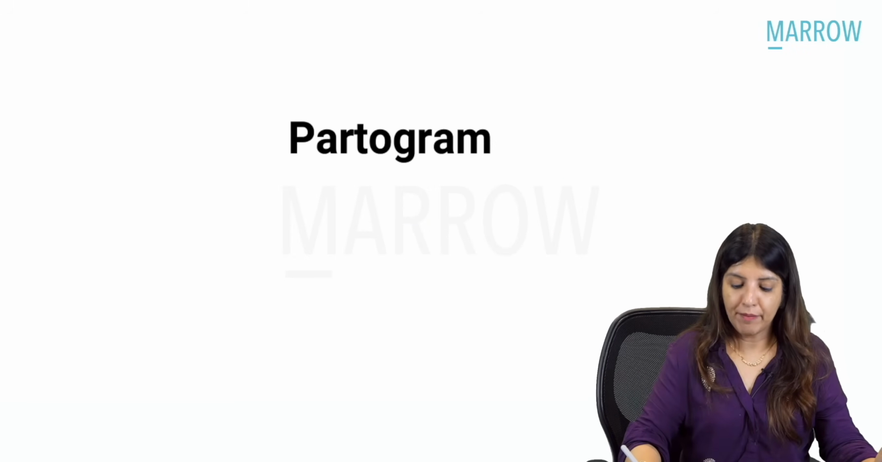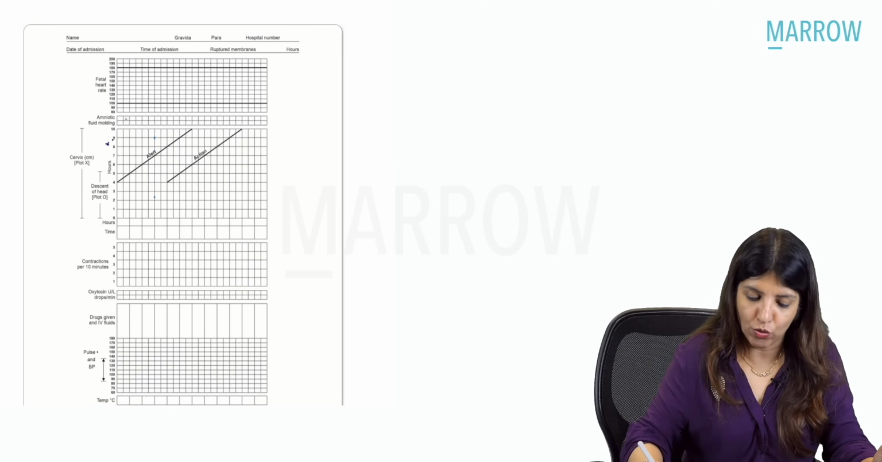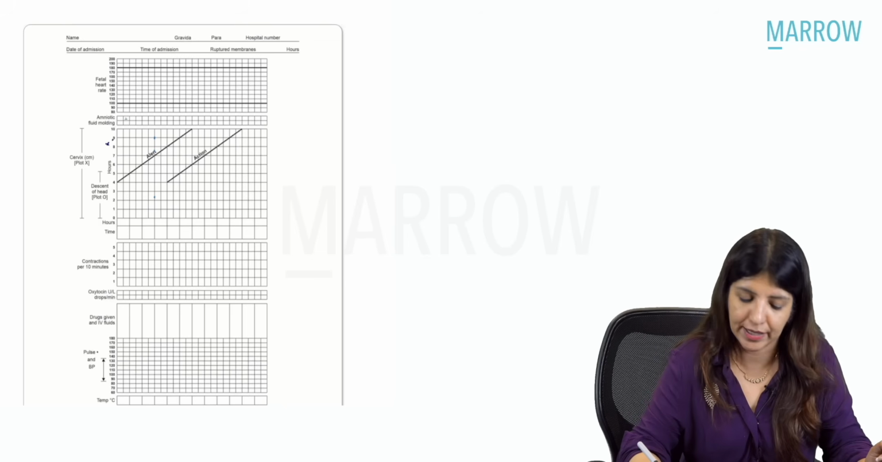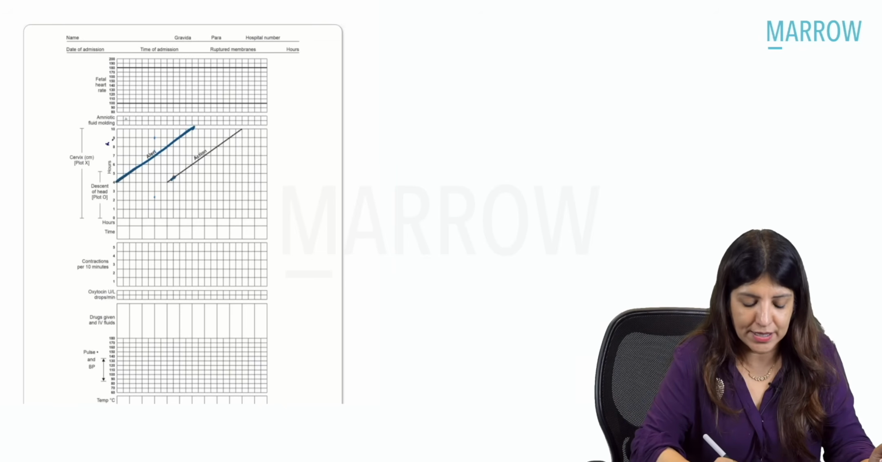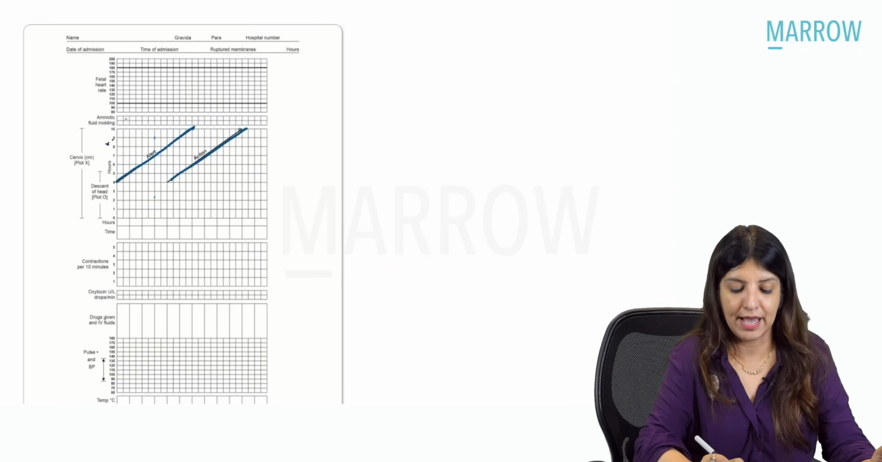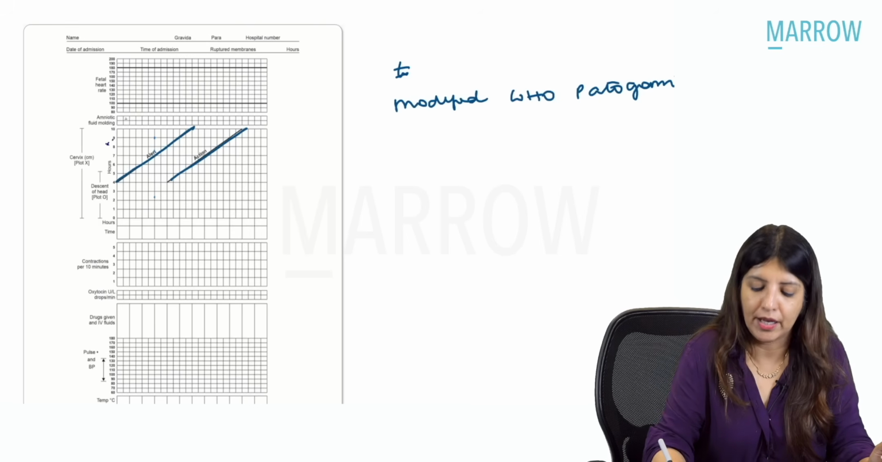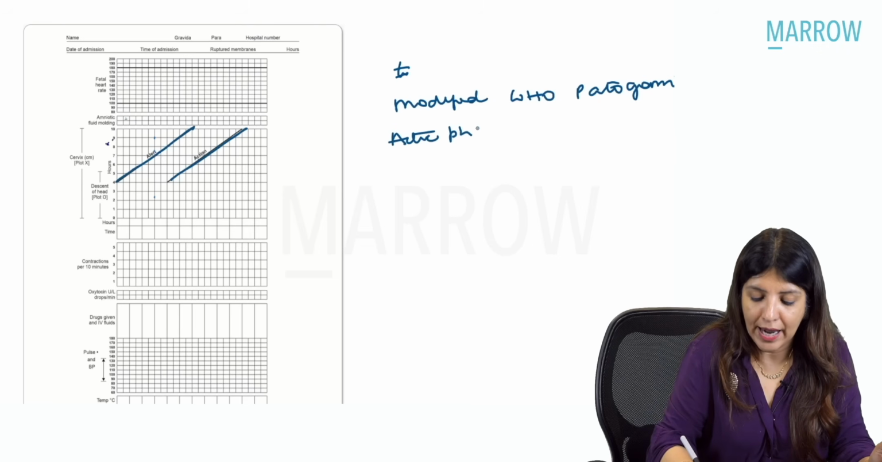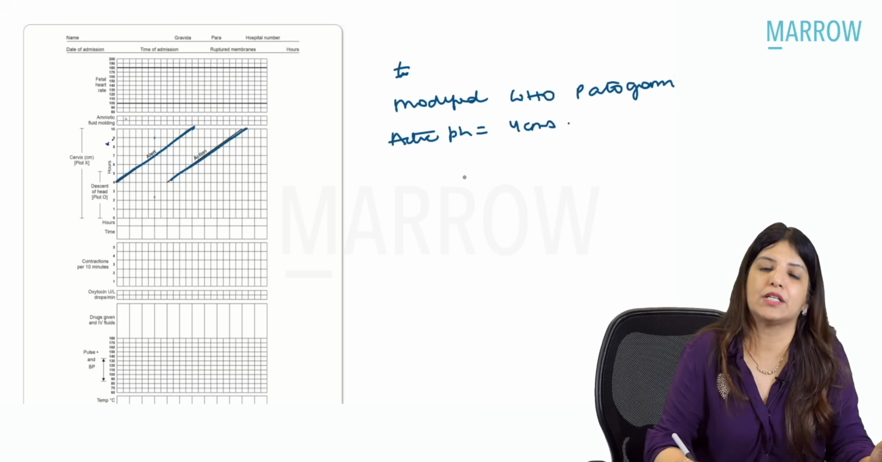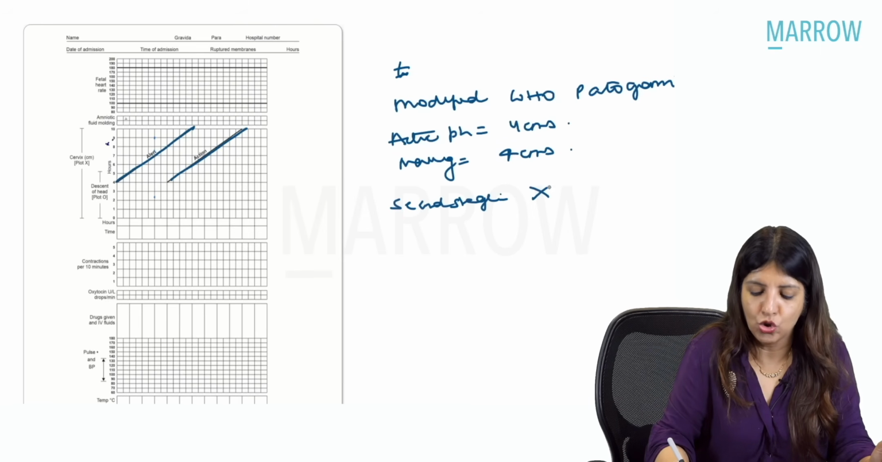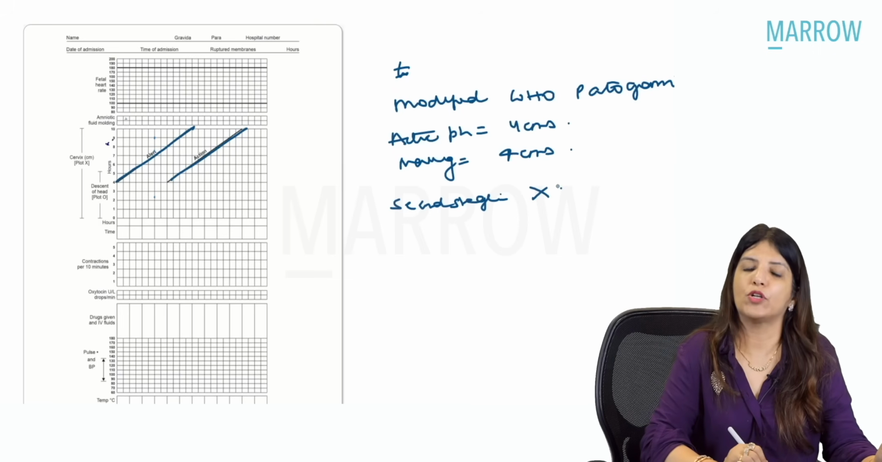Right? Then, coming to partogram. In partogram, you have to identify two partograms. One is modified WHO partogram and the other one is labor care guide. If you get a partogram where you are seeing two parallel lines, that is alert line and action line, that means you are looking at modified WHO partogram. Please remember, in modified WHO partogram, active phase begins at 4 centimeters and so markings are going to begin from 4 centimeters. Second stage of labor is not represented in modified WHO partogram.